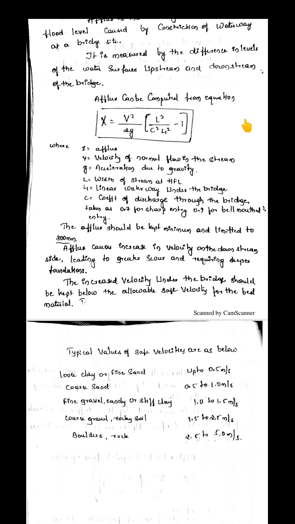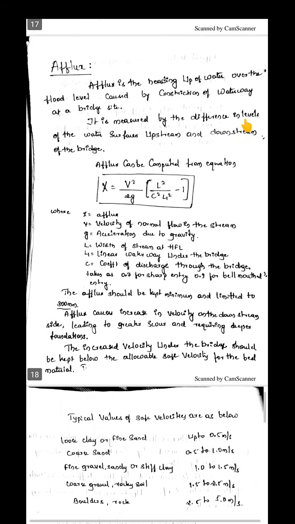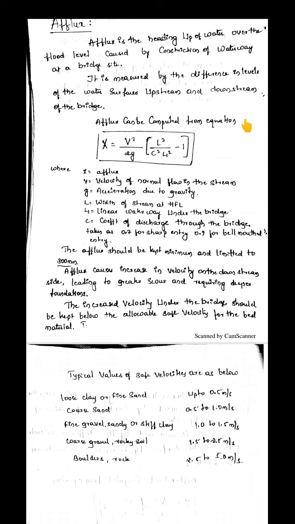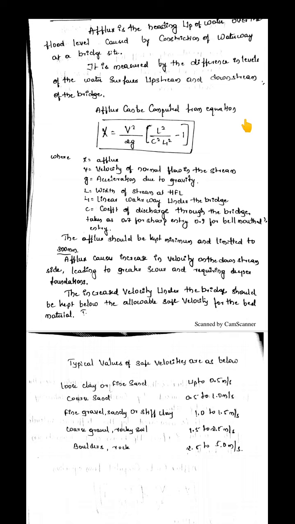Again I will tell you here the relation of scour depth and the velocity. How afflux, scour depth, and velocity are interrelated at a bridge. What they are telling is that the increased velocity under the bridge should be kept below the allowable safe velocity for the bed material. The velocity we should keep is based on what kind of soil we have at the foundation level.